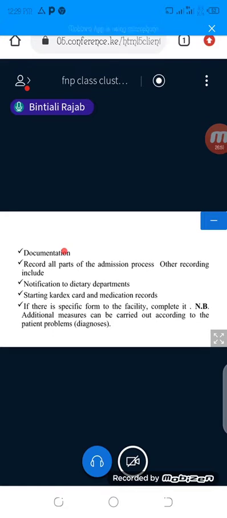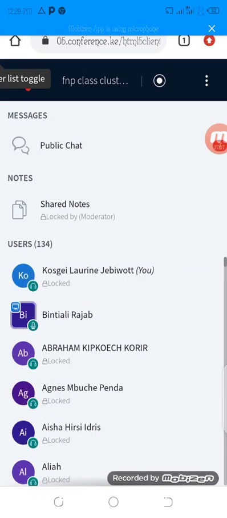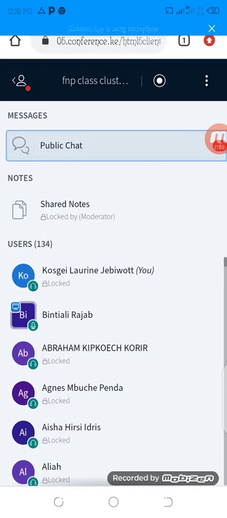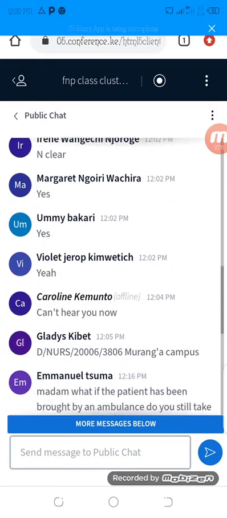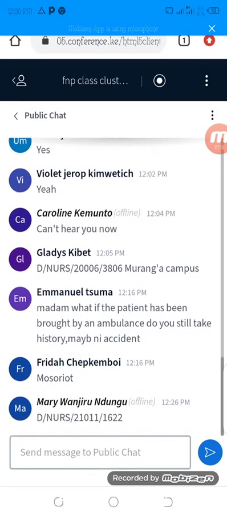If you have done all of that, notify the nutrition department or the kitchen that you have received a patient. Her name is so-and-so. She is diabetic, just as an example. And because she's diabetic, please bring her food that has no sugar, low salt, and a lot of fiber.